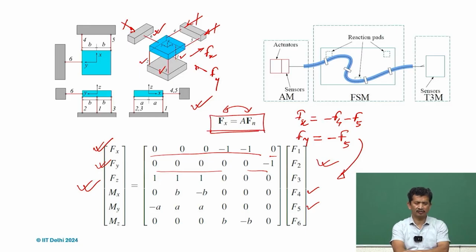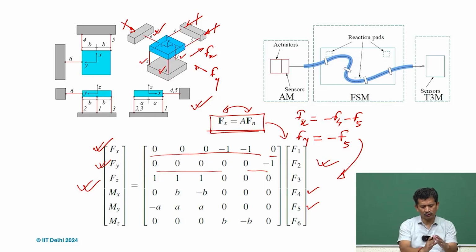So, F is the force vector comprising Fx, Fy, all the 6 components. Whenever we say force, it also includes the moments or torques. Fn is the forces measured by the load cells, and A is the matrix, which is basically because of the geometry. Whatever configuration we choose, accordingly this is what we get.